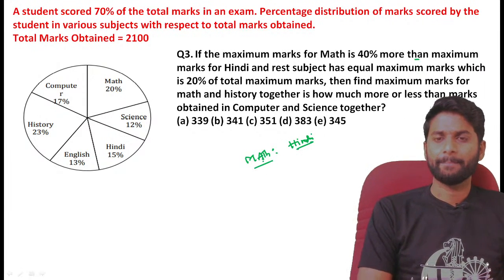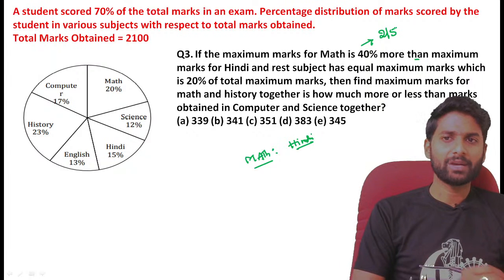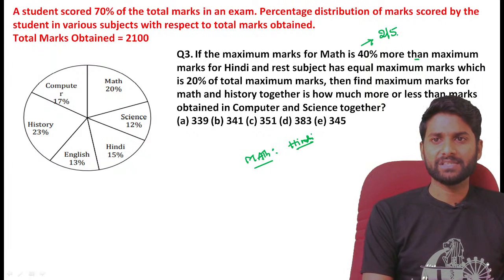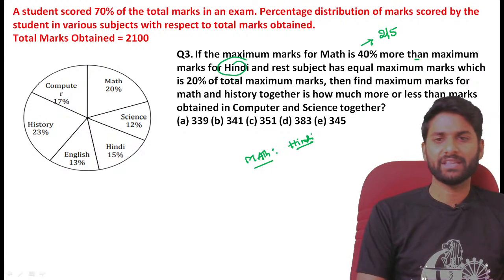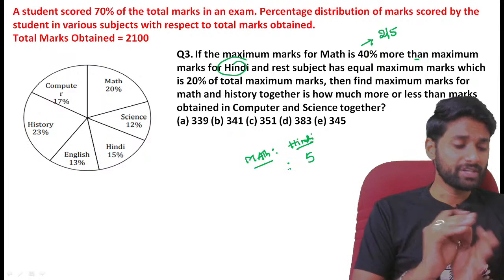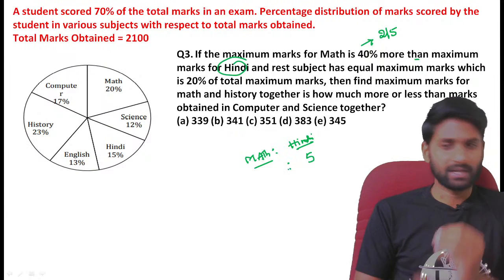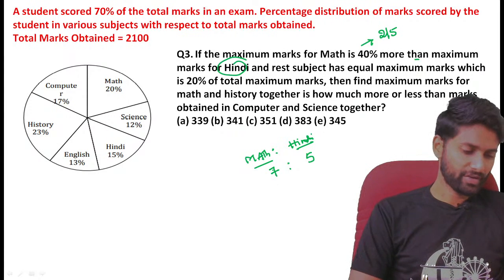Maths and Hindi. 40%, what is the meaning of 40%? 40% means 40 by 100. 40 by 100, the value become 2 by 5. Now 5 means the denominator value is indicated always with the last term. Last term is related for Hindi. If Hindi got 5 units, definitely maths has 2 units more. The numerator is the resultant part. Now you just go through that ratio become exactly equal to 7 to 5.